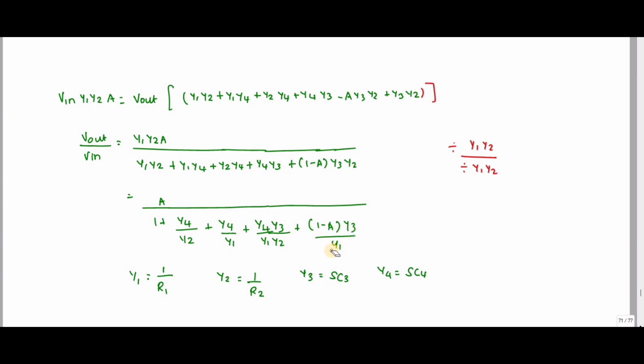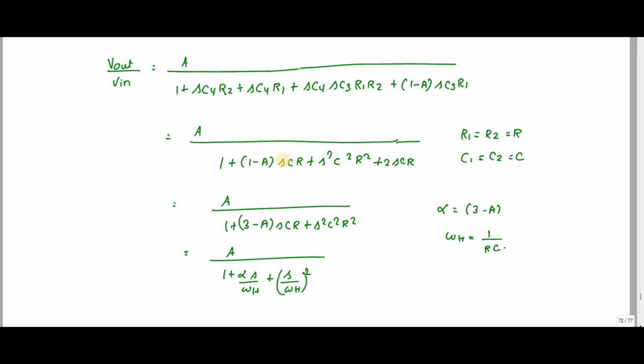Since I am going for a low pass filter, I can substitute Y1 is equal to 1 divided by R1, Y2 is equal to 1 divided by R2, Y3 is equal to sC3, Y4 is equal to sC4. Since I am using a low pass filter, I am going to substitute this. If I substitute, I will get like this. In that, you have to assume R1 and R2 is equal to R and C1 and C2 is equal to C.